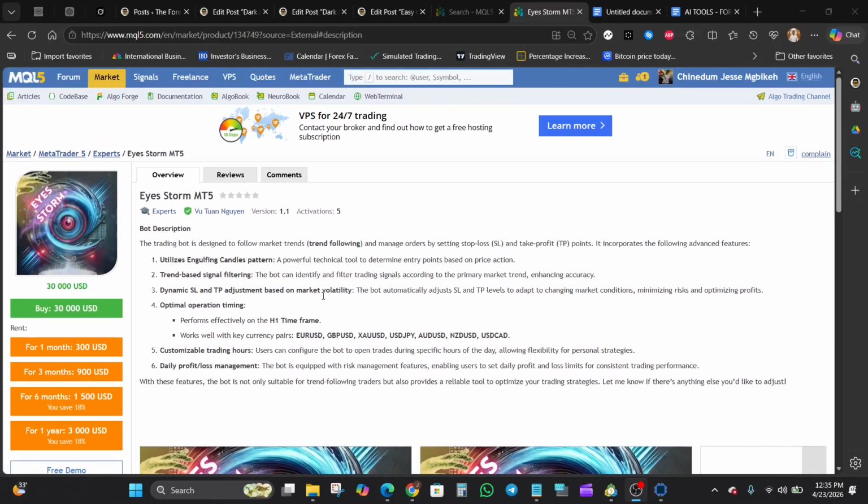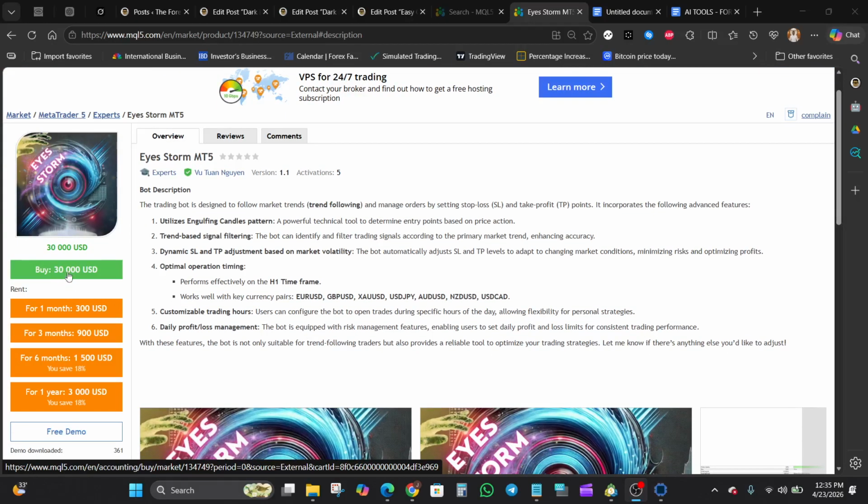One thing that immediately stands out is the pricing. This is positioned as a very premium EA, so naturally expectations are going to be higher in terms of robustness and strategy quality. It's currently priced at $30,000, and then there are rental options: $300 for a month, $900 for 3 months, $1,500 for 6 months, and $3,000 for a year.